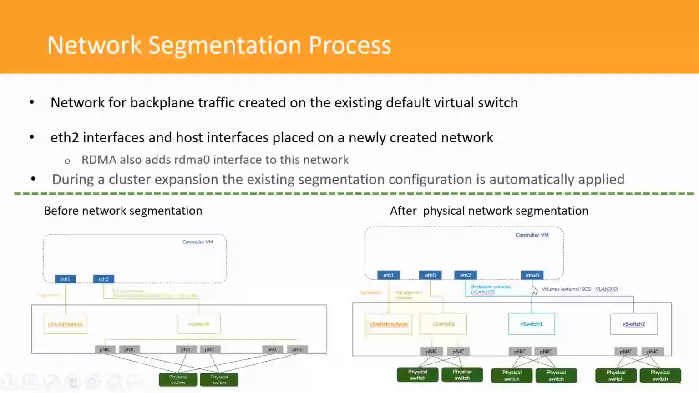Then you have something called vSwitch 1. This is probably used for the CVM, connected here probably for the volume service. This is another service, Volumes, and we use separate traffic for this volume service.